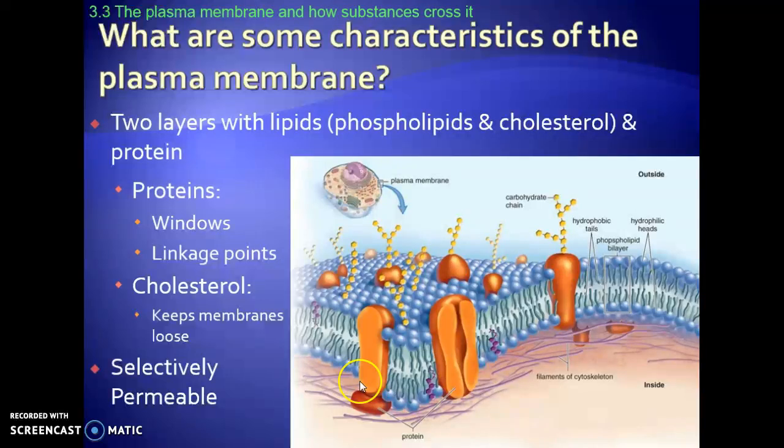Those proteins are going to act as windows and linkage points. Linkage points would be places or material underneath the plasma membrane in the cell itself. And then on the flip side, you can have different material that are going to bind to proteins that are found in the plasma membrane.